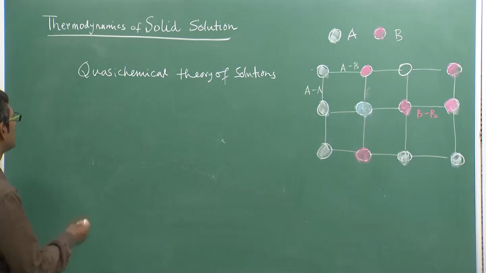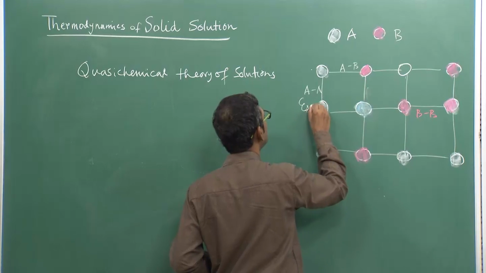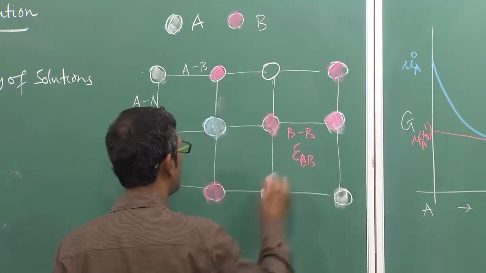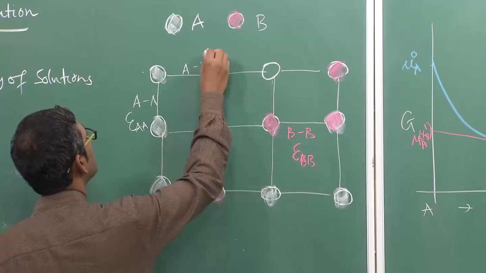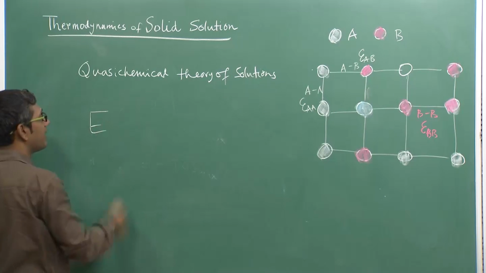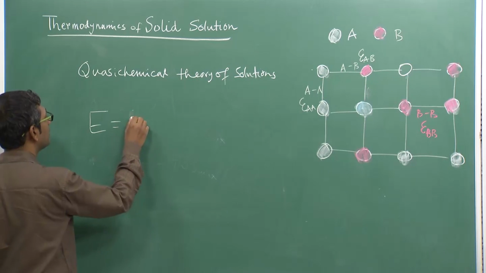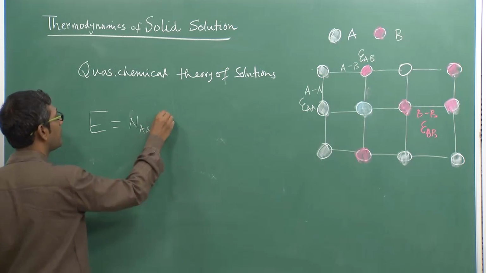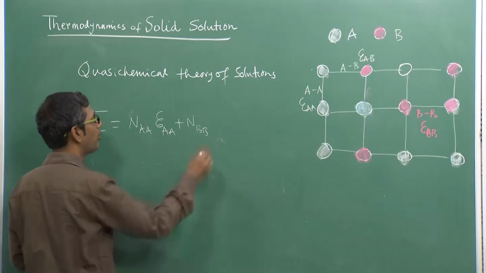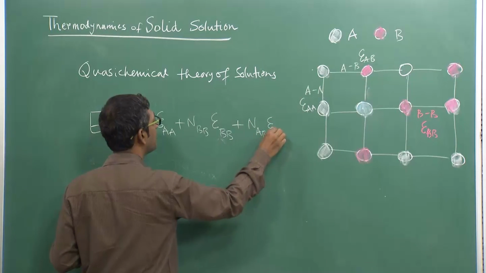So what is the change? The change is that if I assume the bond strength of AA to be like this, the bond strength of BB to be epsilon BB, and the bond strength of AB like that, then the total bond energy of the system is nothing but the number of AA bonds multiplied by the bond energy of AA, plus the number of BB bonds multiplied by the bond energy of BB, plus the number of AB bonds multiplied by the bond energy of AB.